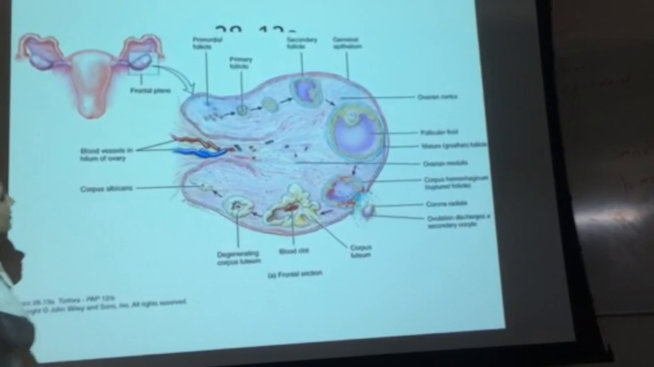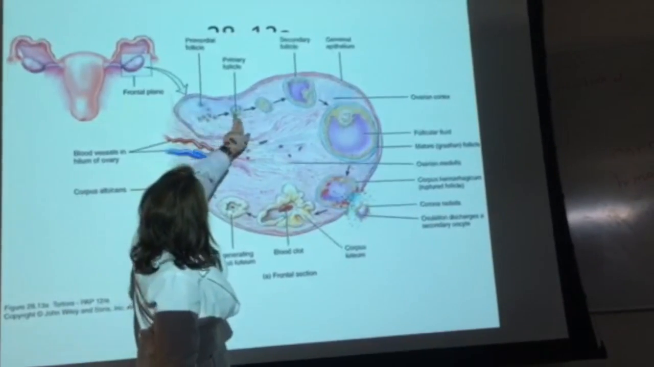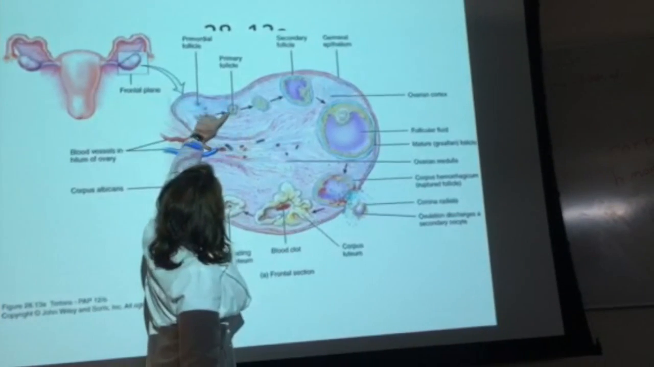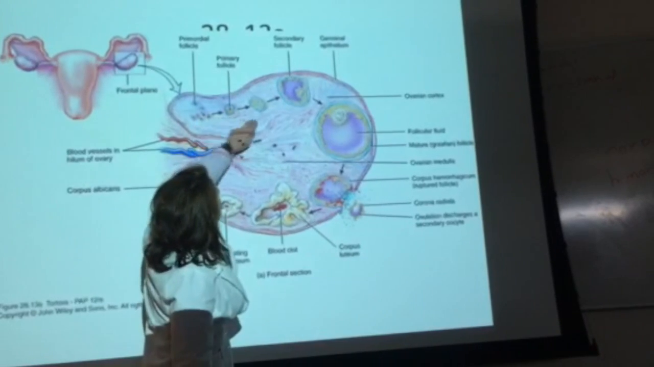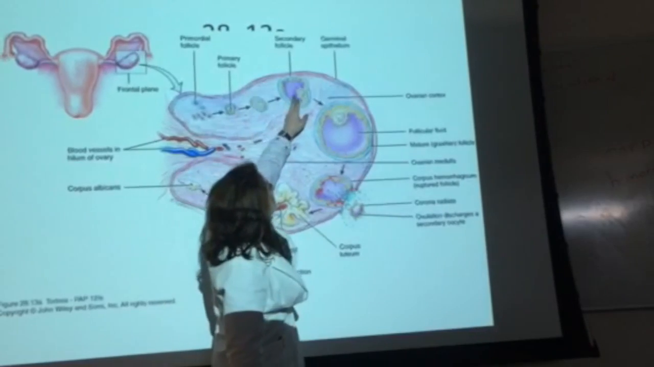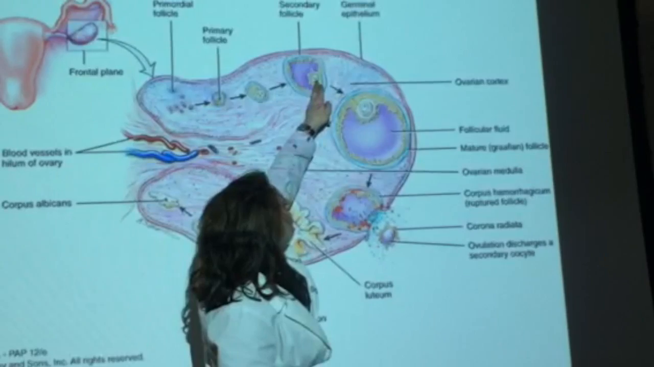So right here again, it's in the cortex, not in the medulla. Primordial follicle. This should not be the primary follicle. This is the primary follicle. That's the primary oocyte. So primary follicle, primary oocyte. This is a secondary follicle. The antrum is already starting to get a little bit bigger. That's still the primary oocyte.